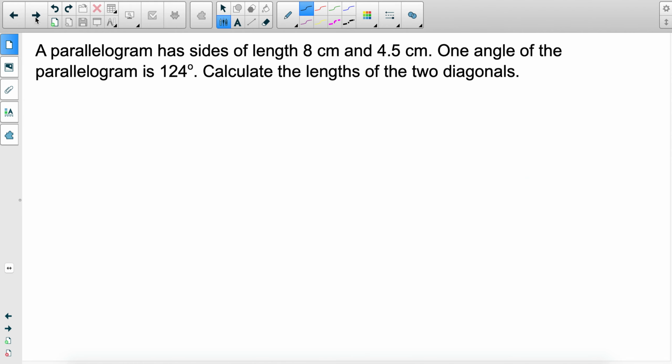This question I'm actually going to go through just one part of it and then leave you to do the other part. A parallelogram has sides of length 8 centimeters and 4.5 centimeters. One angle of the parallelogram is 124 degrees. Calculate the lengths of the 2 diagonals. A lot of wording in there that would be important for you to know. Let me try and get a parallelogram.